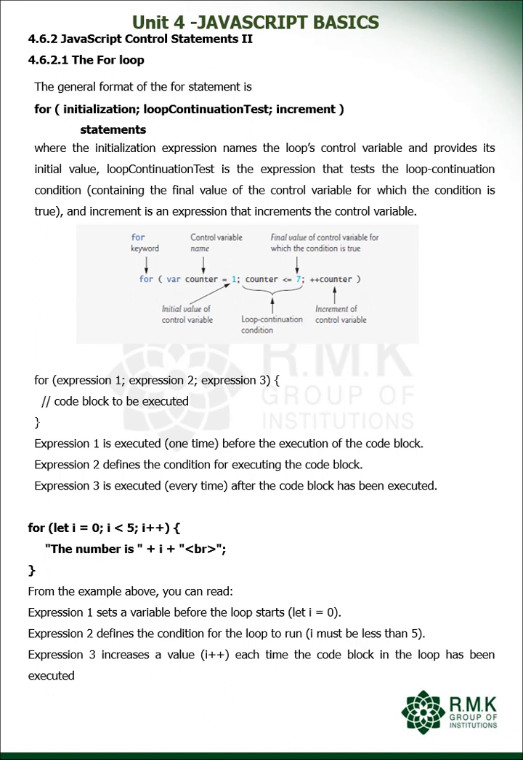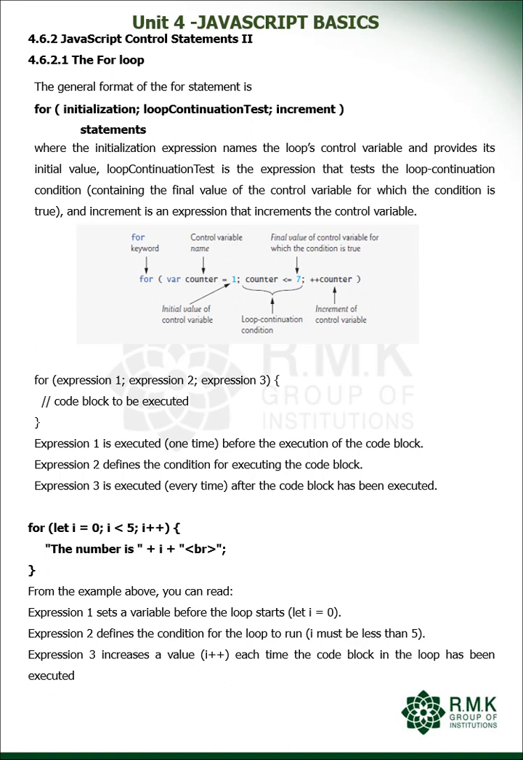So first is initialization. When you look into this, first the counter value is initialized to 1, and how long the loop must continue: till it becomes less than or equal to 7, and from 1 it increments with plus 1. So from 1 it will go to 2, 3, 4, 5 and 6. No, till 7, because the condition is less than or equal to 7. When it becomes greater than 7, it will be out of the for loop.